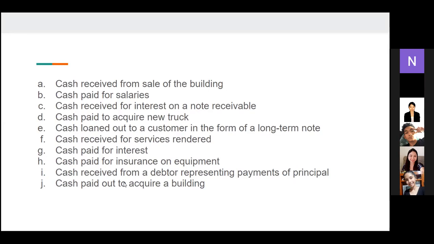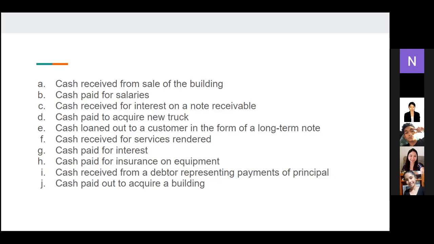So, sa letter A, cash received from the sale of building. Ang una kong titignan dyan is kung ano yung affected na account dito sa transaction na to. Sale of building siya. So, ibig sabihin, non-current assets. So, kapag non-current assets, ibig sabihin sa investing siya. Kaya, ang lalagay natin dyan is IA or investing activities.